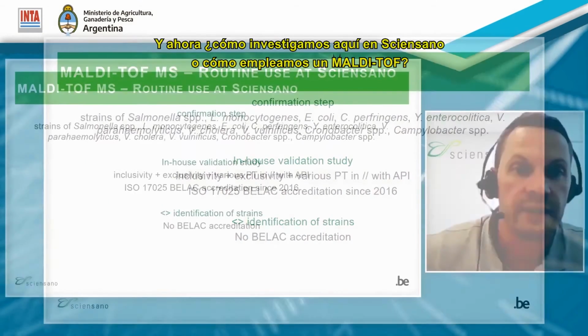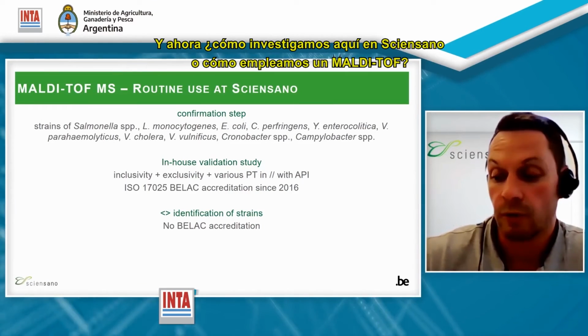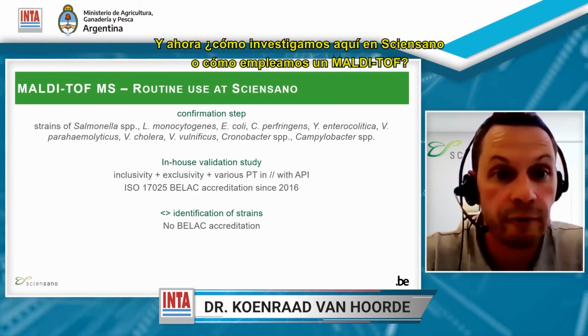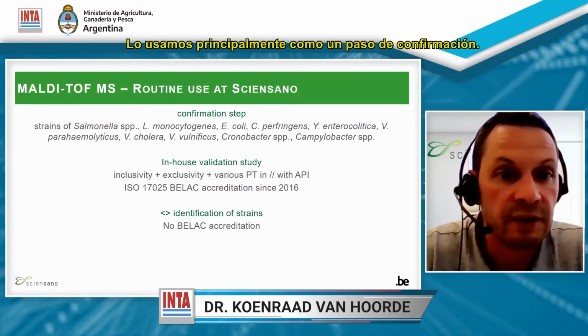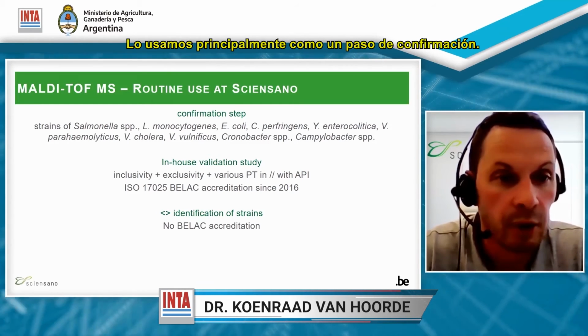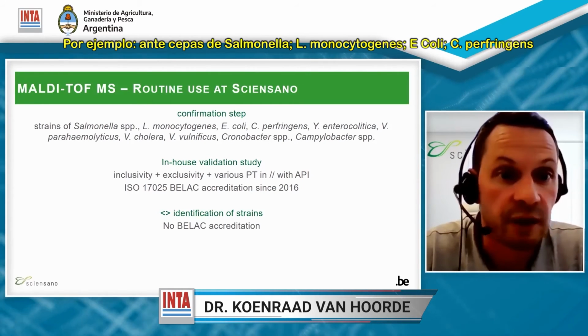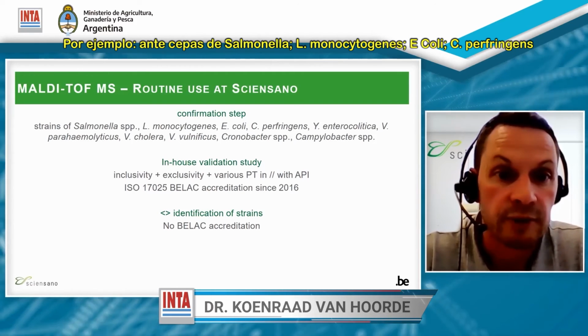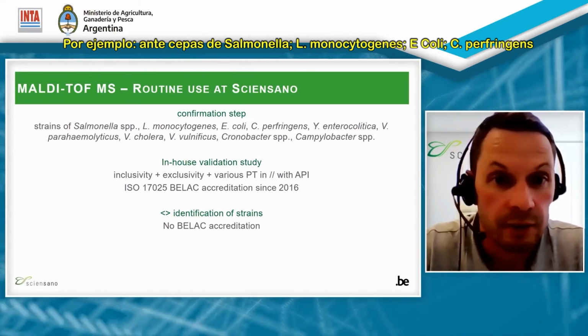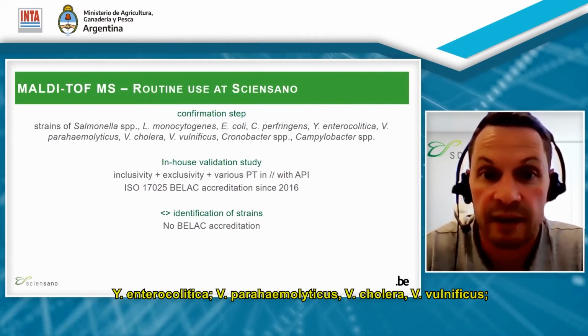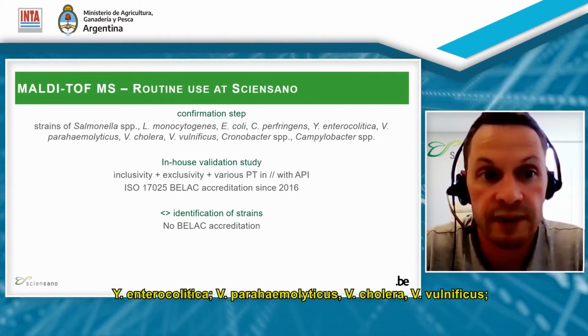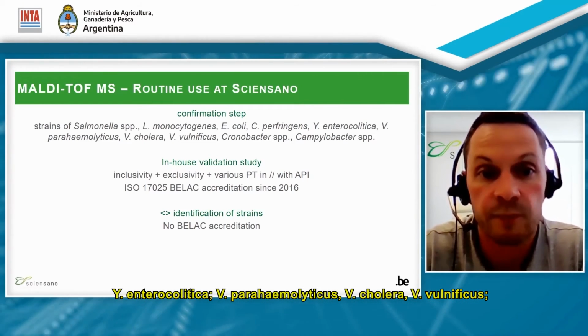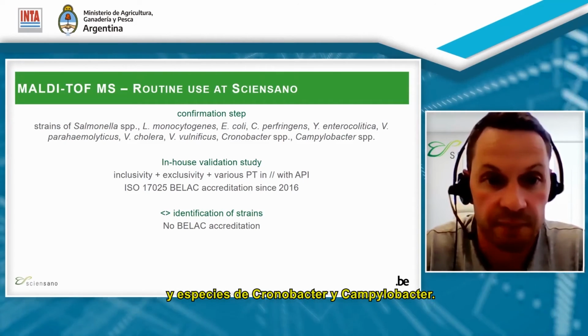Now, how do we do it here at Sciensano, or how are we using MALDI-TOF? We mainly use MALDI-TOF as a confirmation step, for example, for strains of Salmonella, Listeria monocytogenes, E. coli, Clostridium perfringens, Yersinia enterocolitica, Vibrio parahaemolyticus, cholerae and vulnificus, Cronobacter and Campylobacter species.